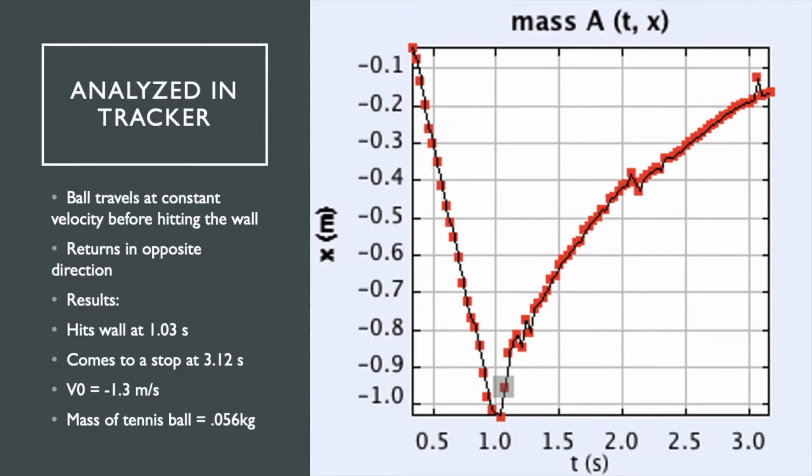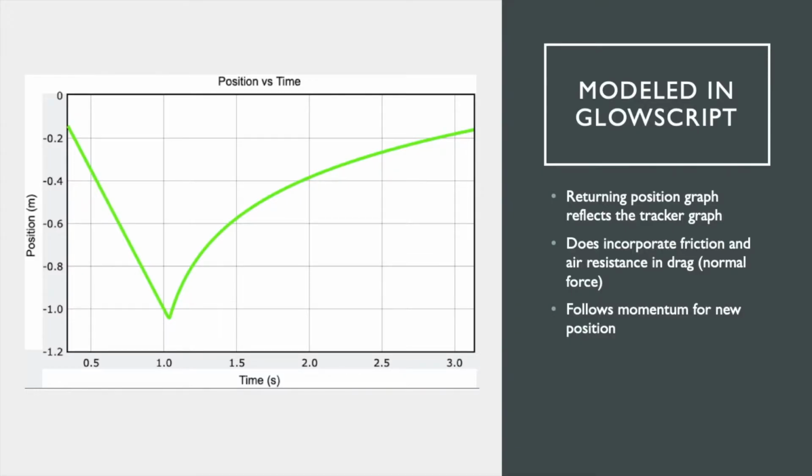The results of the video is that it starts at approximately 0.01 meters. It hits the wall at 1.03 seconds, comes to a stop at 3.12 seconds, with an initial velocity recorded based on tracker data to be negative 1.3 meters per second, and the mass of the tennis ball is 0.056 kilograms.